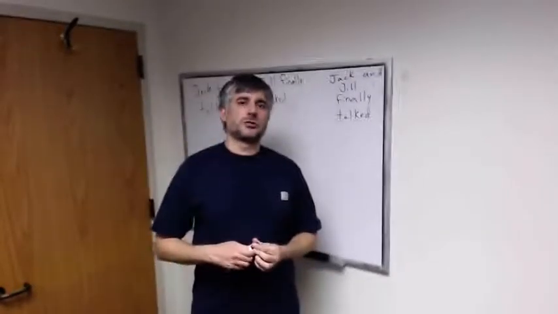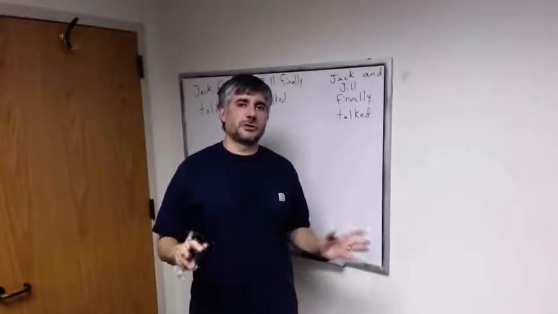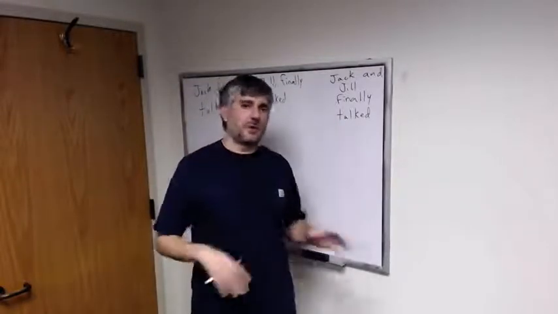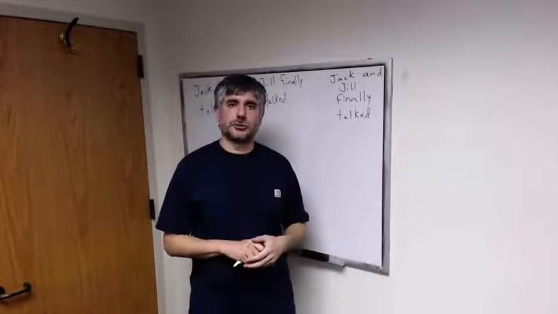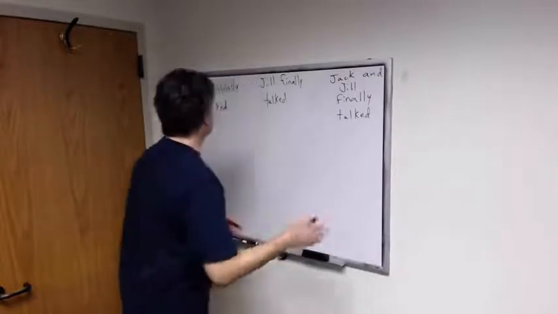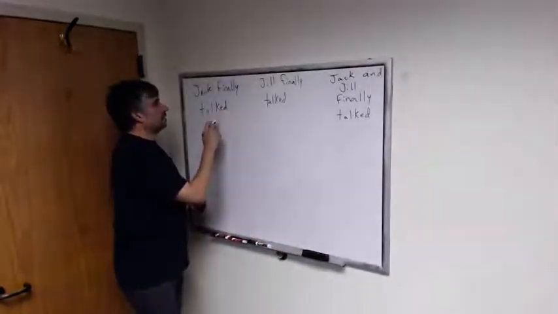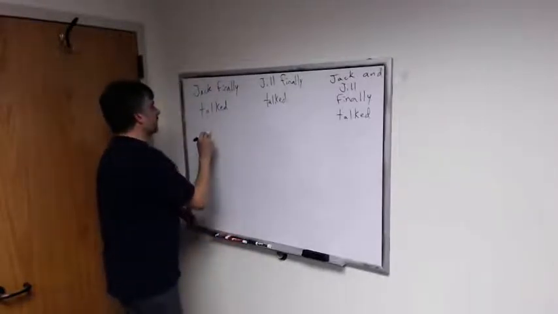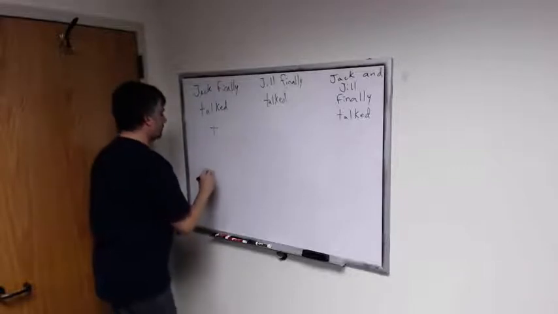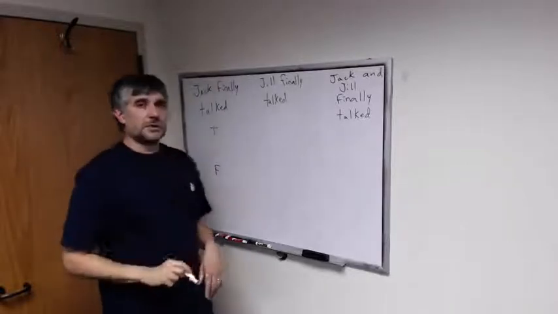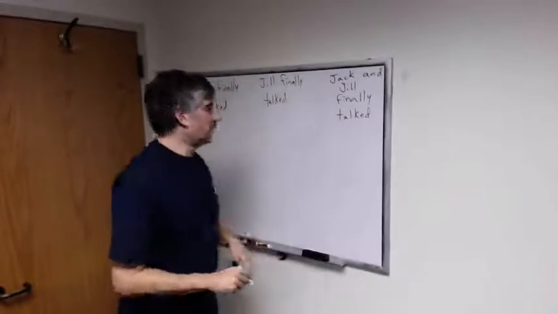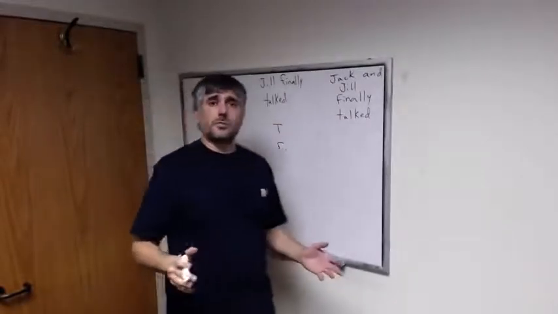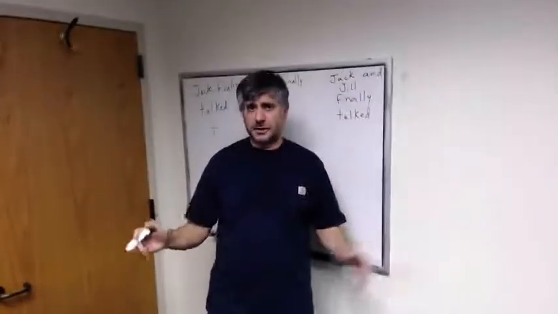A truth table is a way of representing various possible situations and how the truth of a proposition depends upon which of those various possible situations is real. For instance, consider the two possibilities there are with Jack finally talked. The proposition Jack finally talked could be true or it could be false. The proposition Jill finally talked could be true or it could be false. So, there are four possibilities we have to consider.